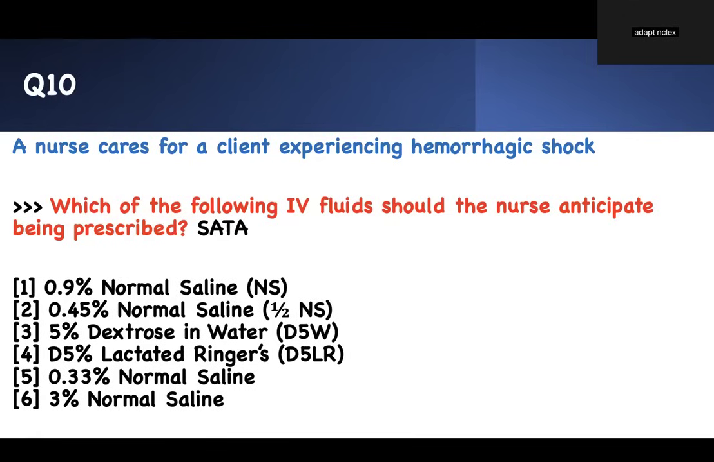Half normal, 0.45, is not appropriate for resuscitation. 5% dextrose is just pure water. It's not good. D5LR is good, right? It has dextrose in it, but it also is a lactated Ringer's. You can give it to the patient. You give them a sugar and then the lactated Ringer's. 0.33% normal saline is hypotonic. And the 3% normal saline is too much. Hypertonic. It's not resuscitative. It's used to pull fluid. What are your answers? 1 and 4.